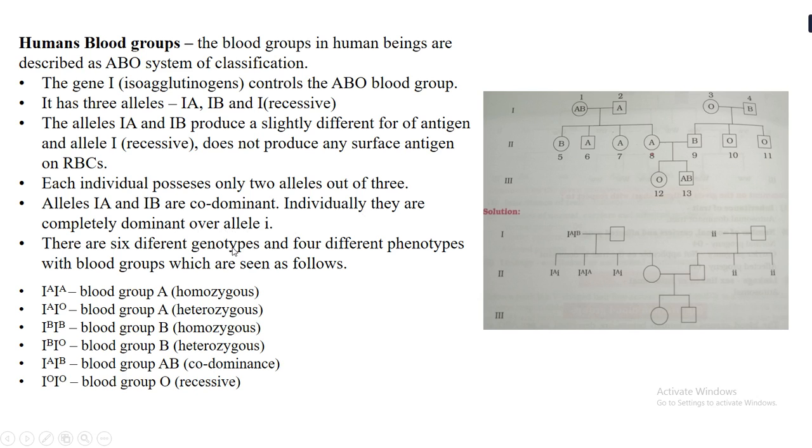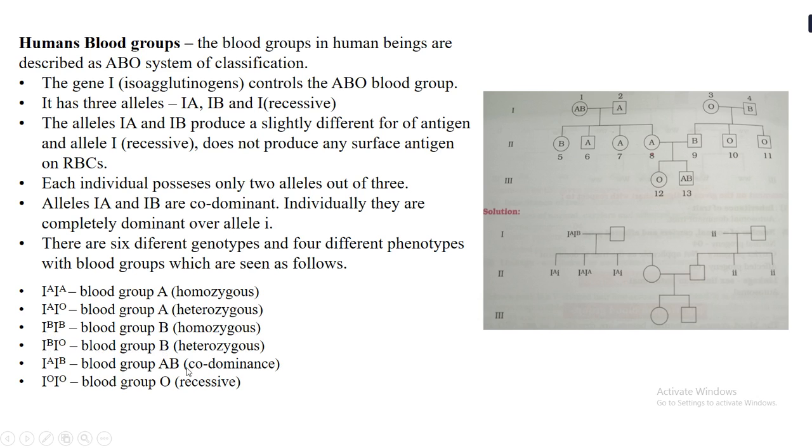Now there are 6 types of genotypes and 4 types of phenotypes seen in the blood groups. These are the genotypes and the phenotypes. As you can see, if there is IA and IA, this is dominant, so the blood group will be A. If there is IA and IO, one is dominant and one is recessive, this is a heterozygous condition, where the dominant is expressed, so the blood group is A. When it is IB and IB, the blood group will be B. Then again, one is dominant, one is recessive, where IB is dominant and IO is recessive. This is a heterozygous condition where the blood group is B.